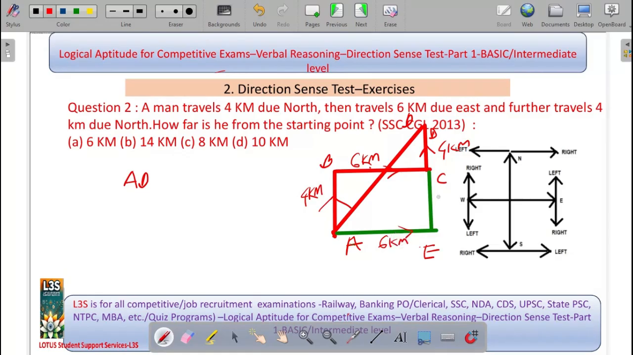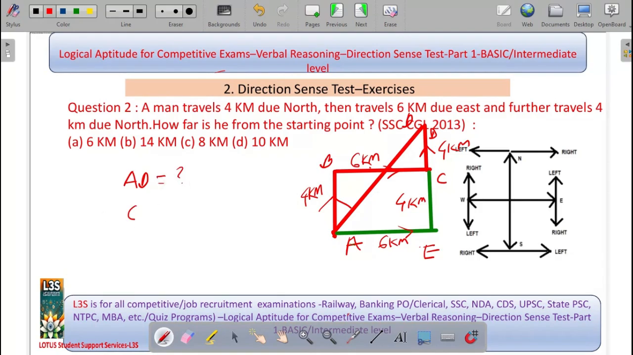This will be 6 kilometer. And EC, this distance is 4 kilometer. It is same with AB. So this is 4 kilometer. And CD is equal to 4 kilometer. So AD we have to find out.